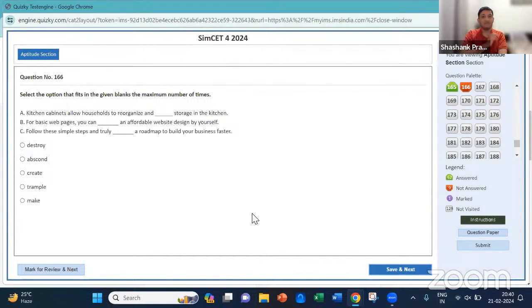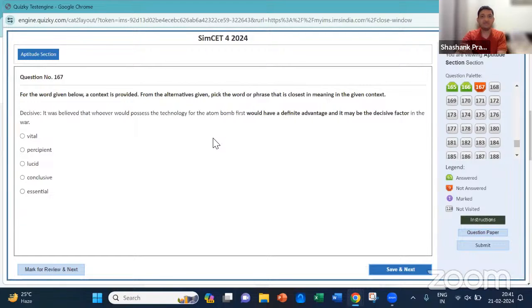Kitchen cabinets allow households to reorganize and dash storage in the kitchen. Destroy नहीं हो सकता. Create storage, make storage is fine. I think you can create an affordable website is fine, and truly create a roadmap. I think create is the one. Okay, we have 1 hour 30 minutes left. We have been done with 60 minutes. We have done roughly 60 questions, I think.